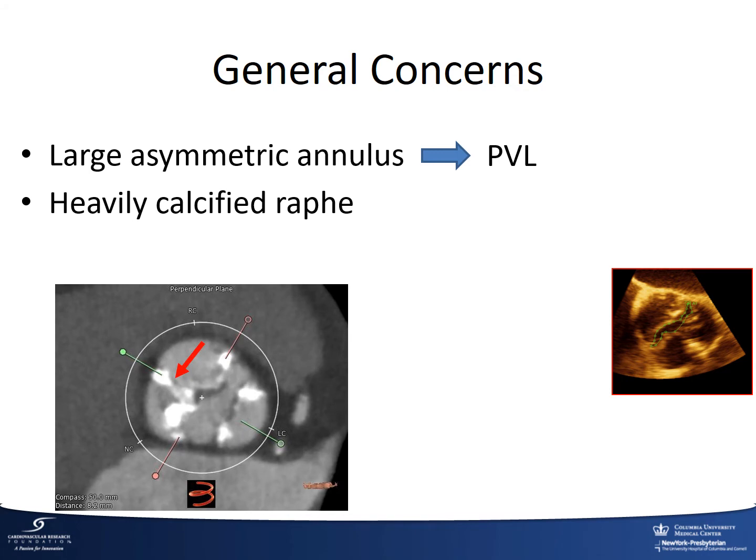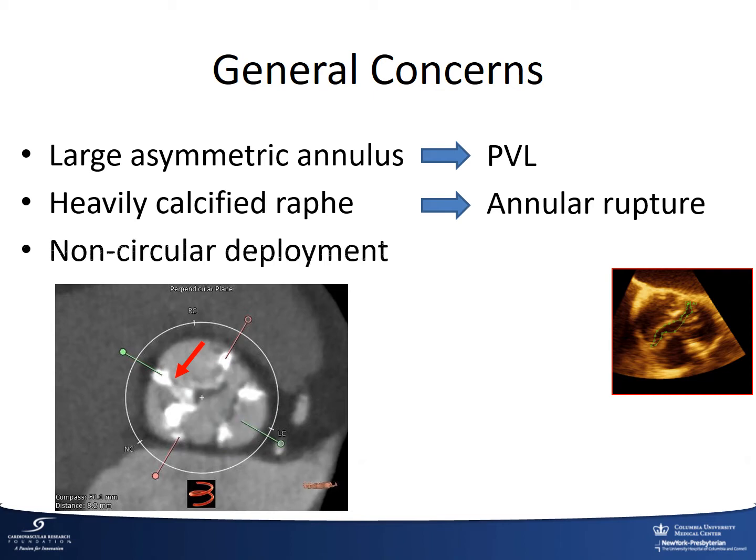Another concern is that bicuspid valves often have a heavily calcified raphe, as you can see here where the red arrow is. And that often leads to the valve deploying asymmetrically in the opposite direction. In this type of example, if it deploys asymmetrically and there's not enough room in this direction, you can create a contractile injury and lead to annular rupture or root injury. You have to be very cautious about that.